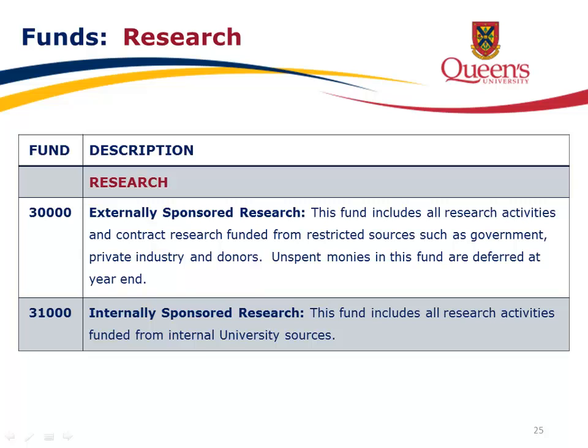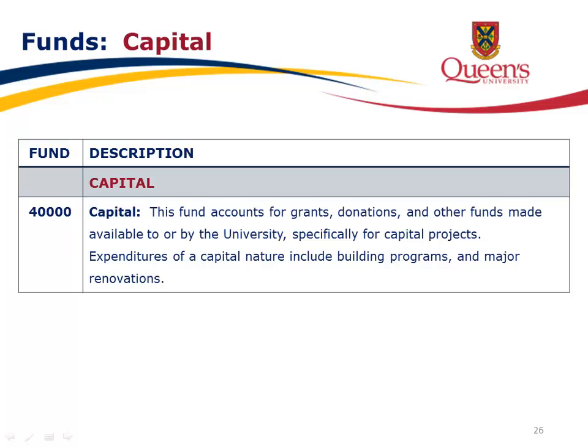Fund 31,000, the internally sponsored research fund, includes all research activity funded from internal university sources. Fund 40,000, the capital fund, accounts for grants, donations, and other funds made available to or by the university specifically for capital projects. Expenditures of a capital nature include building programs and major renovations.